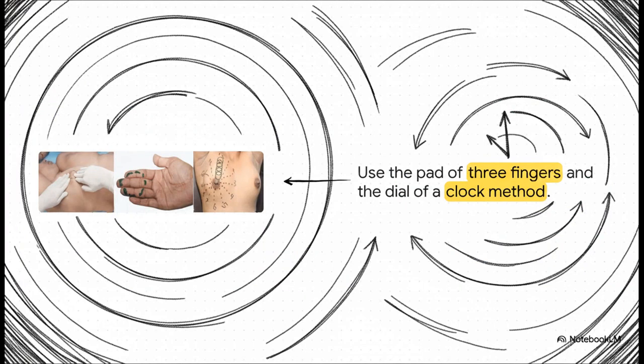Now, when you're actually palpating, please don't just poke with your fingertips. You need to use the flat, sensitive pads of your middle 3 fingers. And to make sure you don't miss even a single centimeter of tissue, use the dial of a clock method. It's kind of like a giant puzzle. You just work your way systematically around the breast, imagining a clock face. You move from the outer edges toward the nipple, or vice versa, making these overlapping circles or radial lines. That's how you guarantee a truly comprehensive exam.